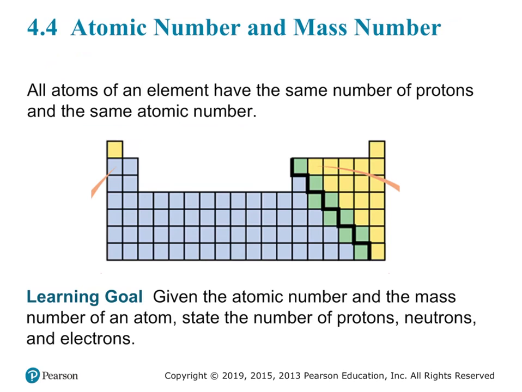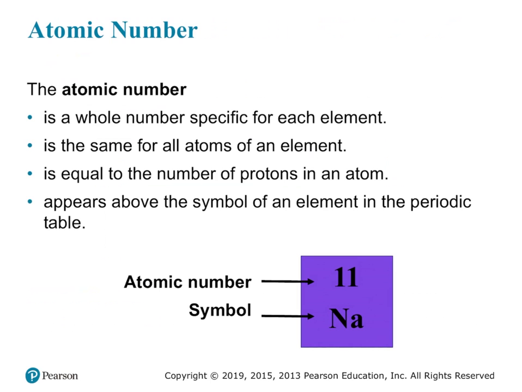Now, an atom of a particular element will have a very specific number of protons. The atomic number is a whole number that's specific for each element, and it will be the same for all atoms of a particular element. A key thing is that the atomic number is equal to the number of protons in an atom.